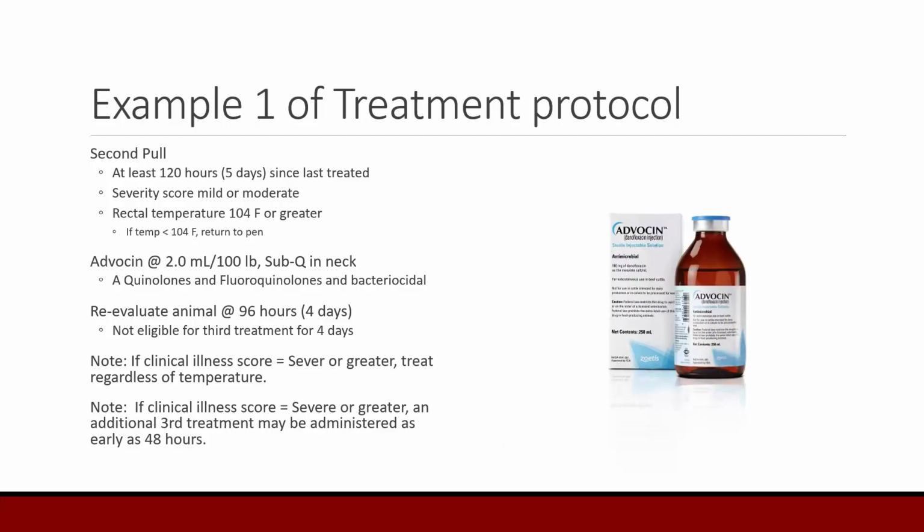Second pull. It's been at least 120 hours since the last treatment. The severity score is mild or moderate, so 1 and 2. Rectal temperature, the threshold is 104 again. So this time we're going to give them Advocin. Advocin's dose is 2 milliliters per hundredweight, subcutaneously in the neck. Advocin is a fluoroquinolone, and it's bactericidal. So you notice how we switched classes of drugs between that first and second pull. Now he's not going to be eligible to treat again for 4 days, so 96 hours.